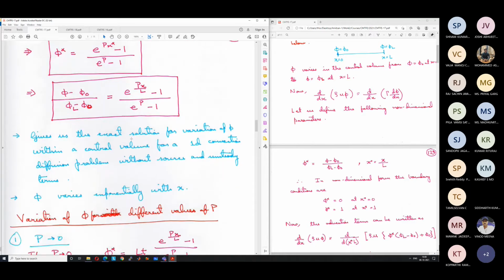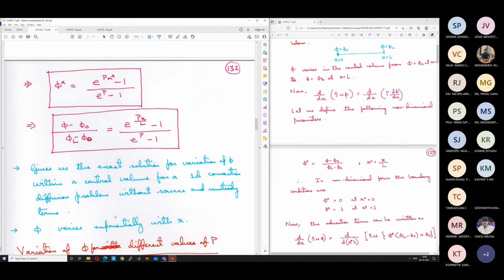So this gives us the exact solution for variation of phi within a control volume for a 1D or in any domain. It need not be a control volume. It is in a full 1D domain, it will give the exact solution, even if the domain is very long also. Within a control volume for a 1D convection diffusion problem without source and unsteady term. And what we have found is that the variation is exponential. Phi varies exponentially with x.